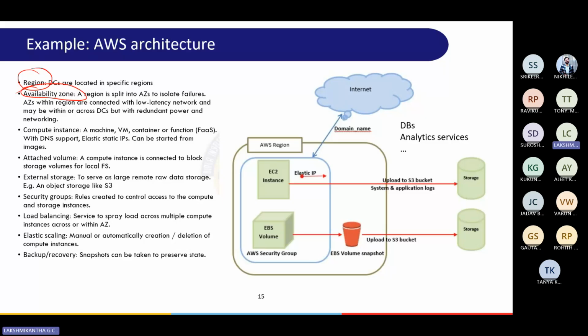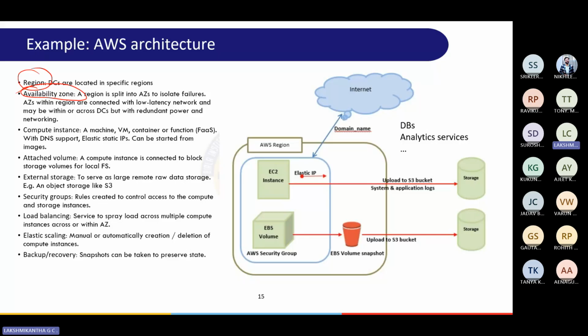Okay, so this AZ is one or more distinct data centers. They are designed to isolate failures. And AZs within a region are connected by a low latency, high redundancy network. So this is a very important point you have to remember, guys. If one AZ goes down, the others in the same region remain unaffected. So your big data system should span multiple AZs for high availability.